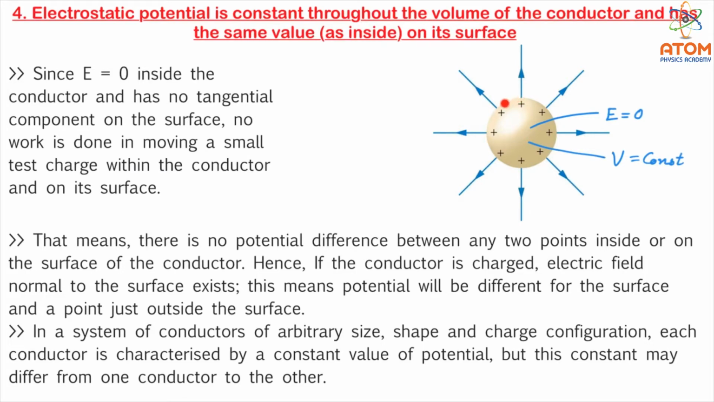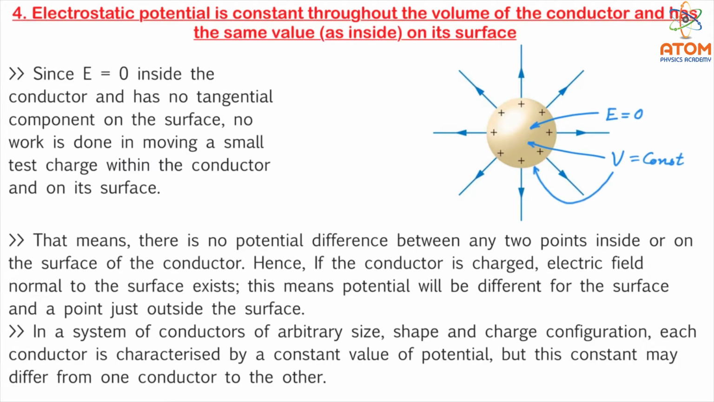So while moving any test charge on the surface, there will be no work done, and if there is no work done, that means the potential will not change. So here also the potential will be constant, and that will be just equal to the potential inside this surface. So I'll put here that the potential on the surface will be the same as the potential inside the sphere.